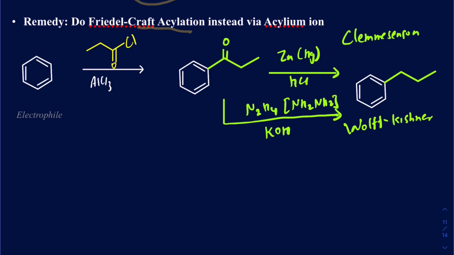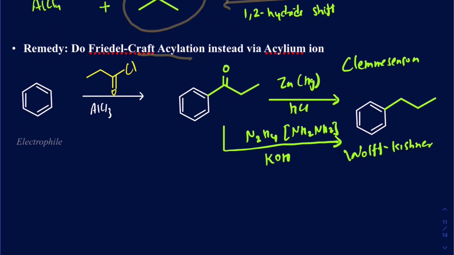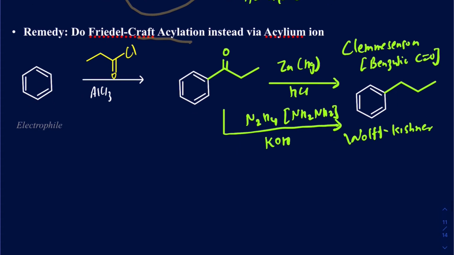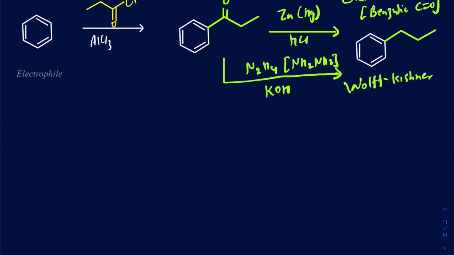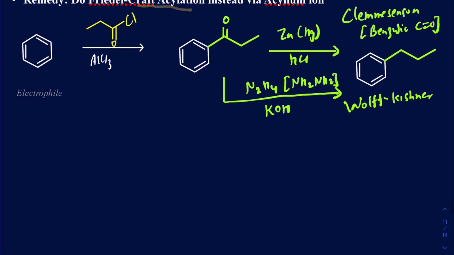So both of those work fine. One of them is under acidic conditions, the other one under basic conditions. One of the other differences, this Clemmensen only reduces the benzylic carbonyl to an alkane, but the hydrazine or the Wolff-Kishner can reduce not only the benzylic carbonyl, but the other carbonyls that are going to be on the chain outside the ring. So you can do it this way, and now how the mechanism is really going to work.